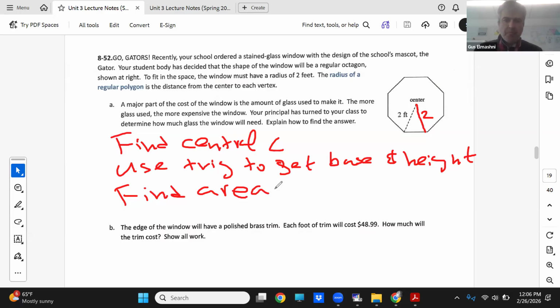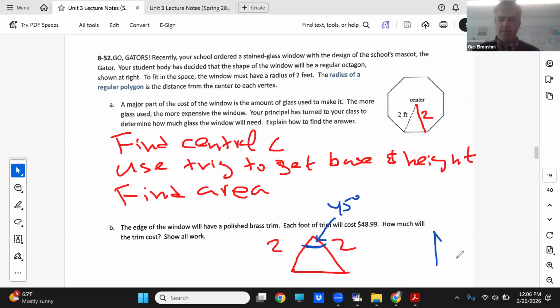Okay. So actually, we don't need area in this case. It's going to be much easier. We're not going to find it. So that's 2 and 2. Okay, central angle, guys. It's an octagon. 45. We know this, right? Good.